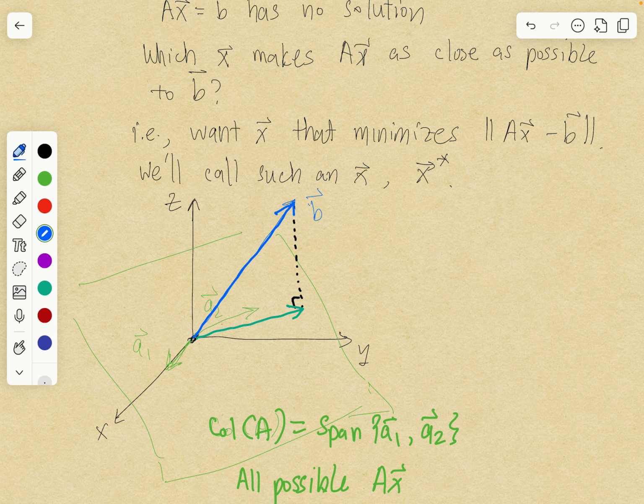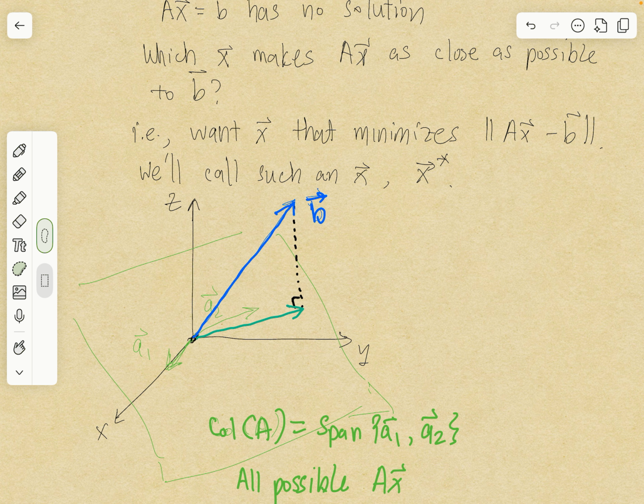And what is that vector? Do you remember what that vector is? So you have this vector B, okay? You have this subspace, in this case it's the column space of A, and you're looking for this vector, and this vector has the property that B minus this vector is perpendicular to the subspace.